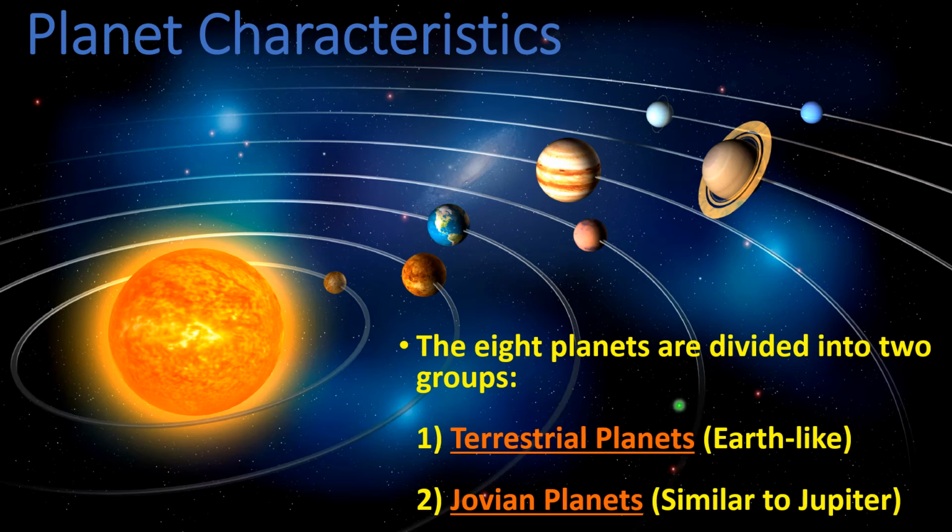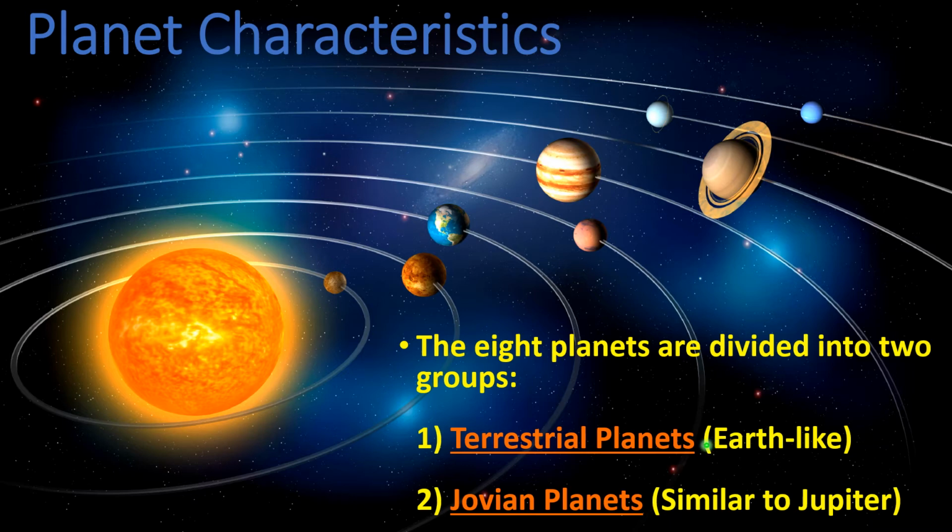Now, when we deal with the planets, and again, this is a diagram that's not to scale, the 8 planets are divided into 2 main groups. The first 4, Mercury, Venus, Earth, and Mars, are considered the terrestrial planets. The Latin word terra means Earth, and the terrestrial planets are all the Earth-like planets.